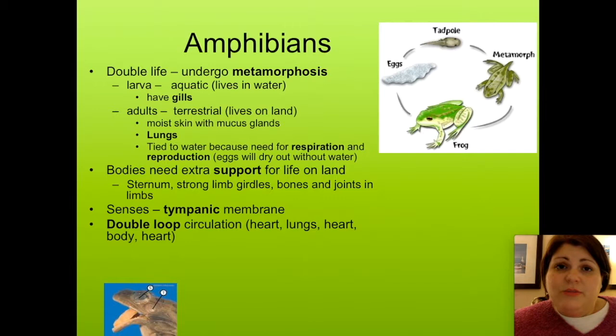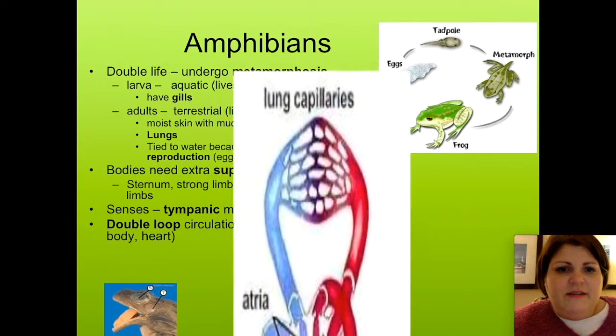Amphibians have a double loop circulation, so that means that their heart pumps in two loops: it goes once to the lungs, back to the heart, and then out to the body. That's a more efficient pumping technique.